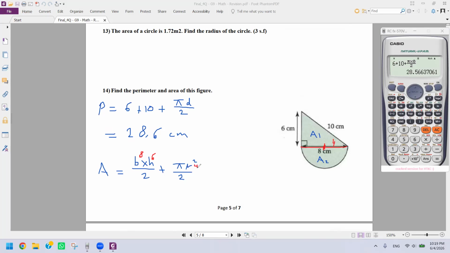So r is 4. Now on the calculator, 8 times 6 over 2. This is the area of the triangle, plus pi times r squared, 4 squared over 2. Three significant figures, 49.1. 49.1 unit centimeter squared. It has to be squared because it's an area.